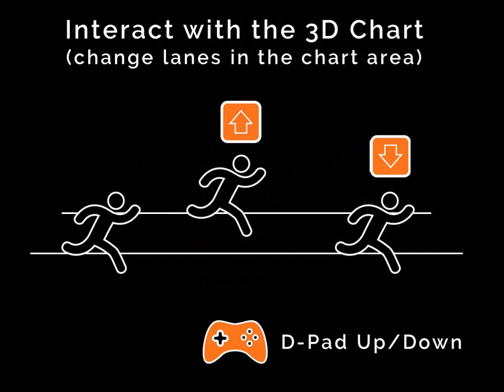There are several ways of interacting with a 3D chart. When you're in the chart area, you can change which lane you're in by pressing the up and down arrow keys on your keyboard, or by using the D-pad up and down on your gamepad. This allows you to interact with the chart in different ways. For example, with a bar chart, you can jump onto the bars themselves and move along the top of the chart. With a line chart, you can run along the lines, and alternatively, you can move to the foreground and simply run in front of the chart you're viewing.